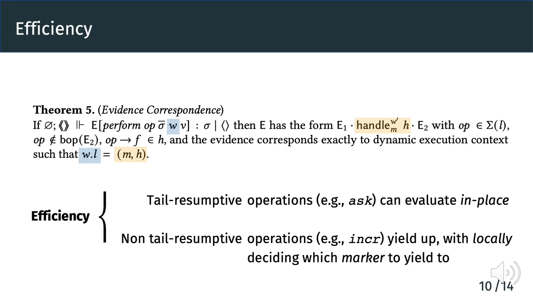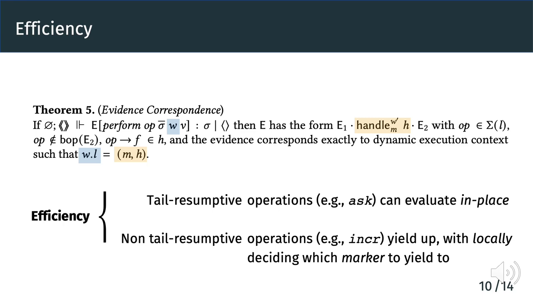The theorem essentially states that when performing an operation of effect L, the handler we find in the evidence vector W, which is W dot L, is exactly the innermost handler for that operation in the dynamic evaluation context, which is MH. Thus, with evidence passing, we significantly improved the efficiency of algebraic effects. In particular, tail-receptive operations can evaluate in place. This optimization enables truly efficient effect operations at a cost similar to a virtual method call.